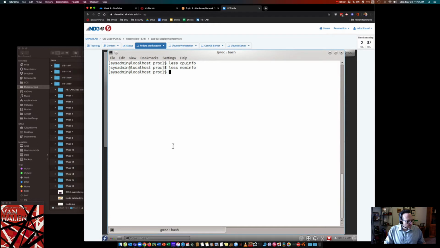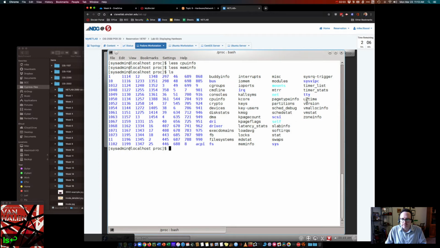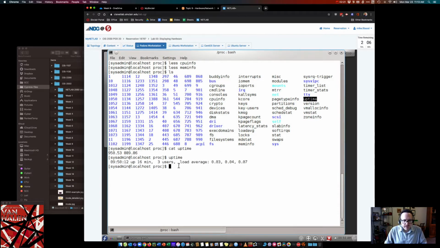Now, there's some stuff in proc that's not really user-friendly. Example, there is an uptime file here. If I cat uptime, 950.53 and 889.86, so not too handy. If I run the uptime command, well, there you go. I have how long it's been up and the load averages, which we'll talk about in a second too, and how many users are logged in. Been up for 16 minutes.